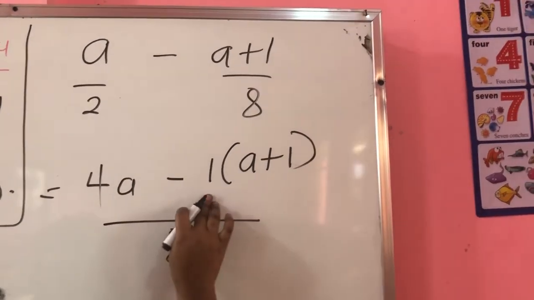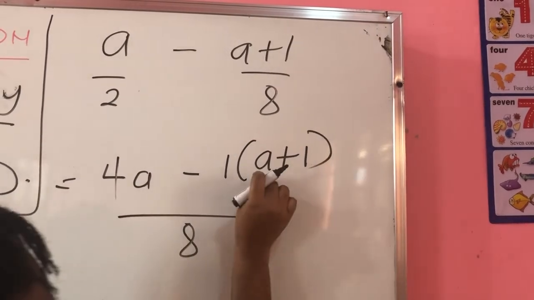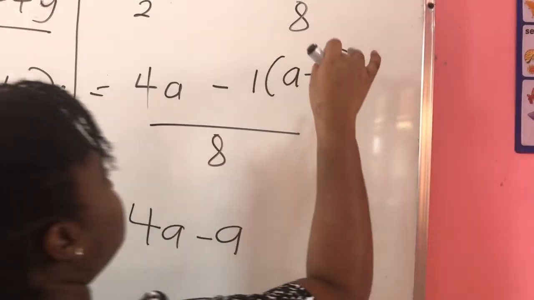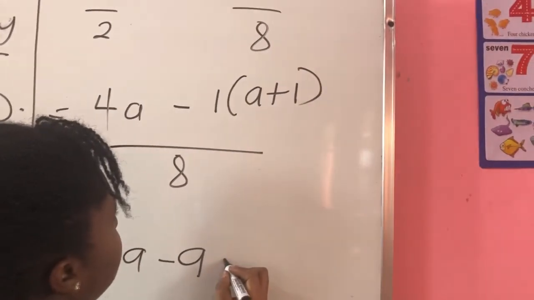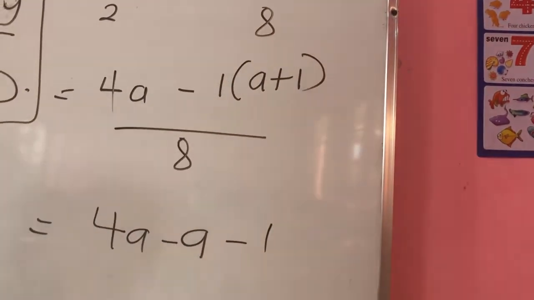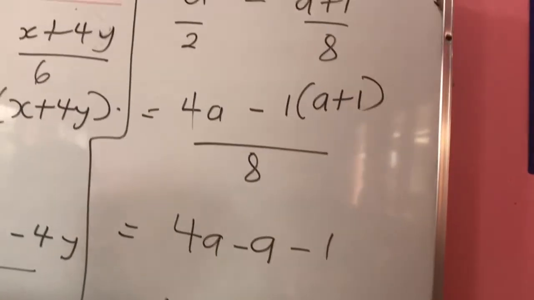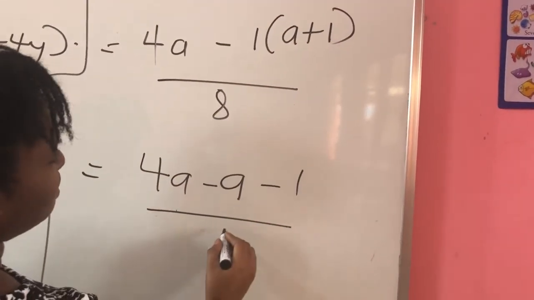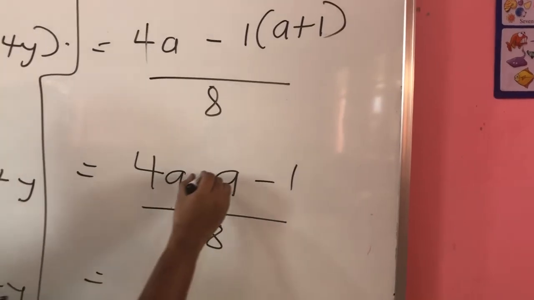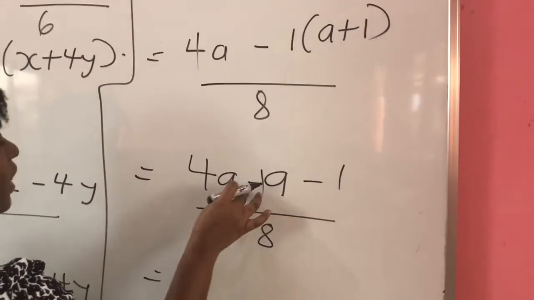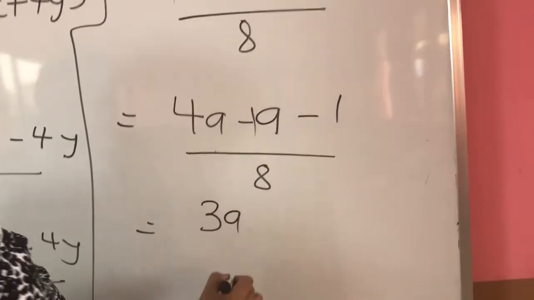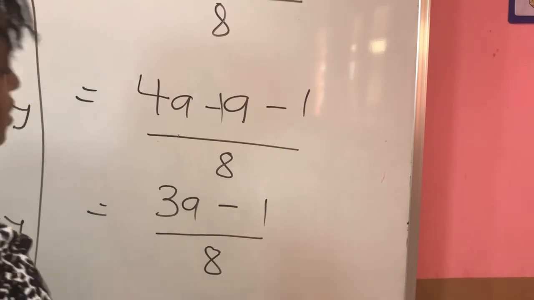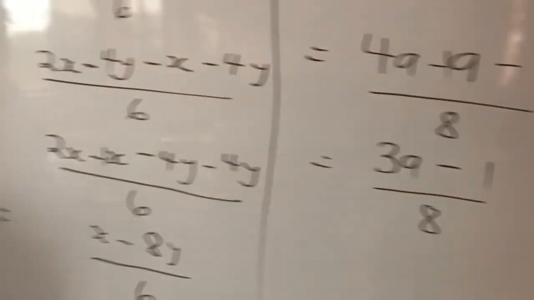Now your 1 here is a -1. So -1 times a will give you what? -a. The -1 times +1 will give you what? A -1. Always remember, positive numbers times negative numbers will always give you a negative number. All over what? 8. So you have an invisible 1 here. So you have 4 minus 1 giving us what? 3a minus 1 all over 8. Okay, so this is our final answer.